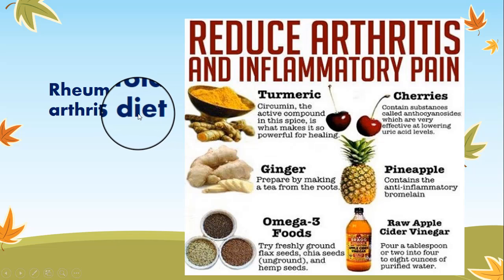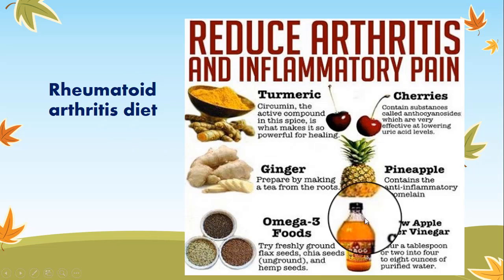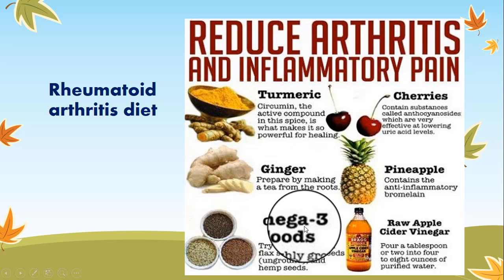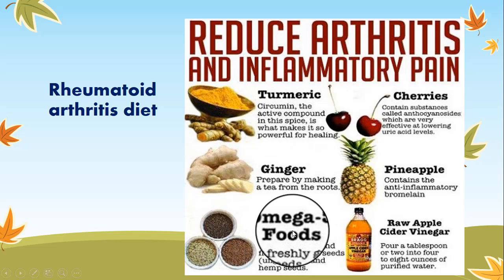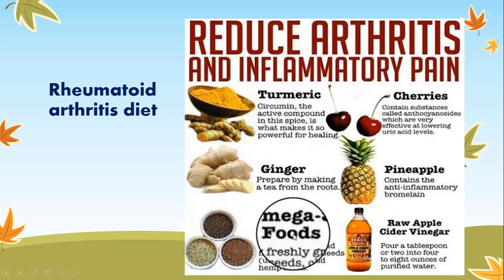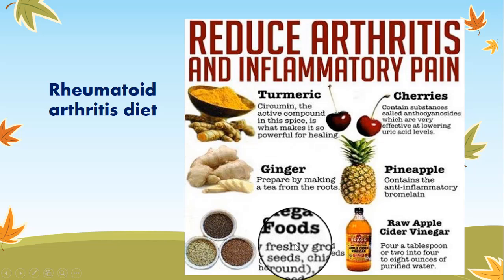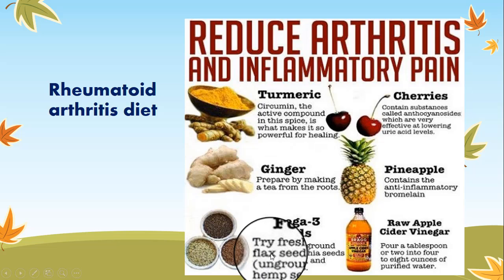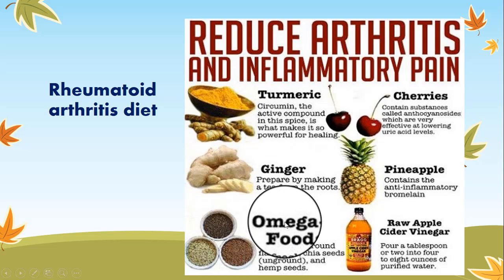This type of diet includes foods that have lots of omega-3 fatty acids. Foods which are high in omega-3 fatty acids include fatty fish like salmon, tuna, herring, and mackerel. Next, chia seeds, flax seeds, and walnuts. So these are some foods which are high in omega-3 fatty acids, and they are good for patients who are suffering from rheumatoid arthritis.